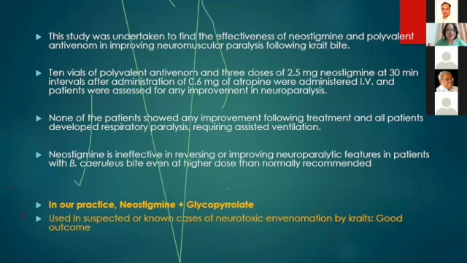But in our practice, as mentioned earlier as well, neostigmine with glycopyrrolate or neostigmine with atropine is being used in the suspected or known cases of neurotoxic envenomation by Kraits with good outcome.